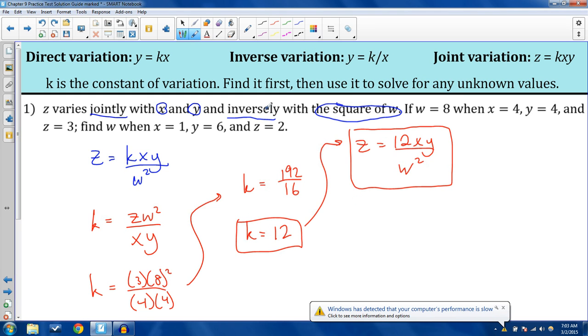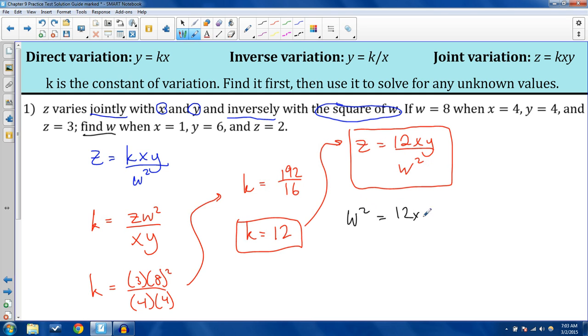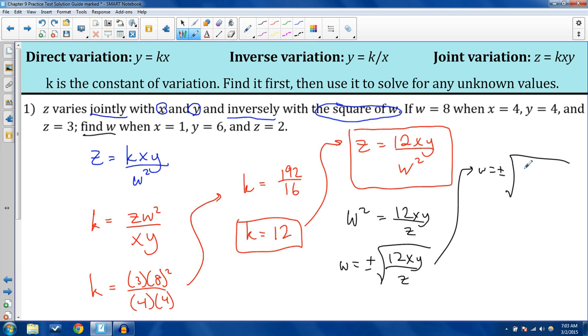So let's go ahead and solve for W. Find W when X equals 1, Y equals 6, and Z equals 2. And like I said, on the sheet, you can substitute straight up like I did on the sheet. Or you can manipulate this. Let's go ahead and do W squared right now. Take the square root of that even. W is plus or minus the square root of 12xy over Z. Now you can substitute if you want right from here. I'm not recommending you do it this way. I'm just giving you options because maybe on the worksheet we did it a different way.